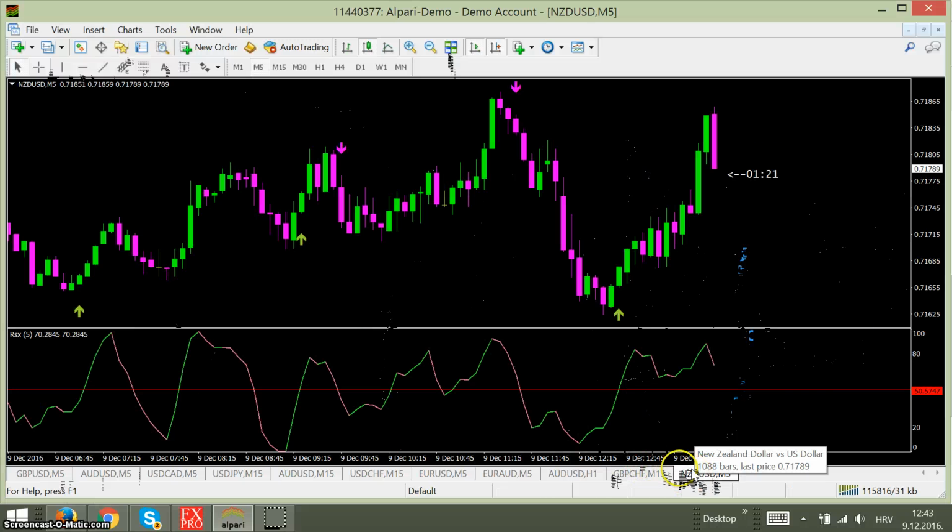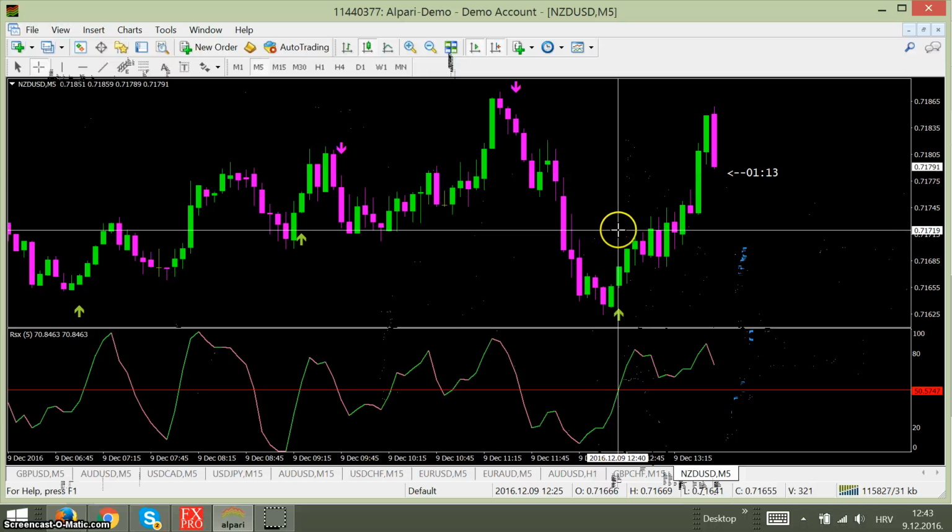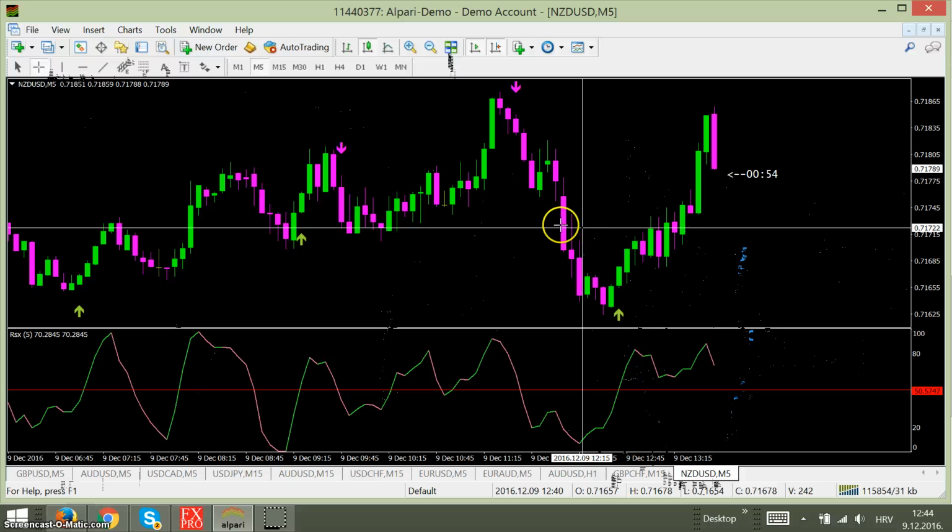We can check some other charts so you can see how it works. On New Zealand dollar and American dollar M5, here you will have a safe setup and 5 minutes ITM. You see, all confirmed. Green line over red and an arrow, not a repainted arrow.